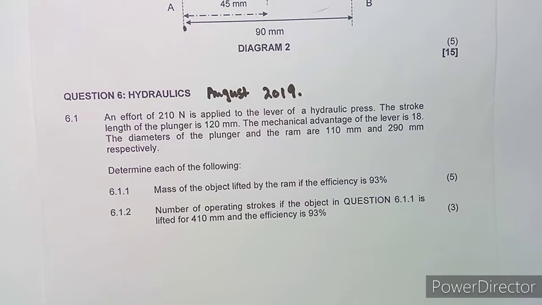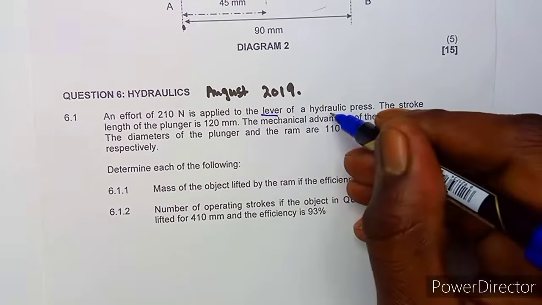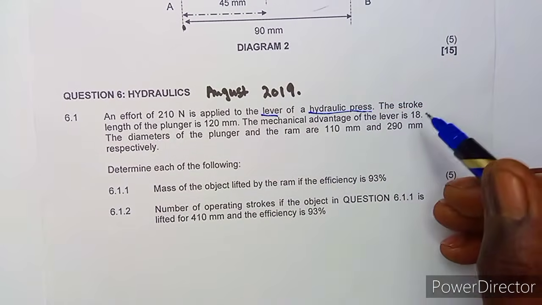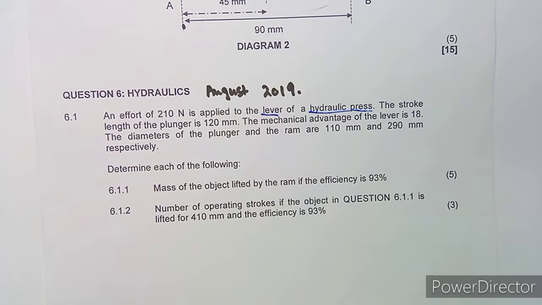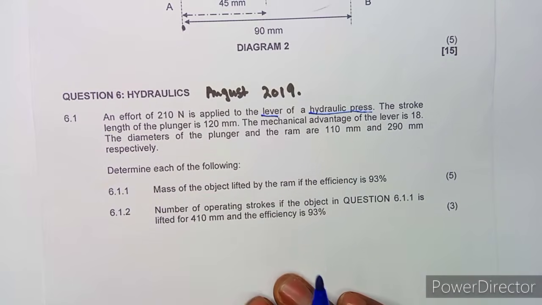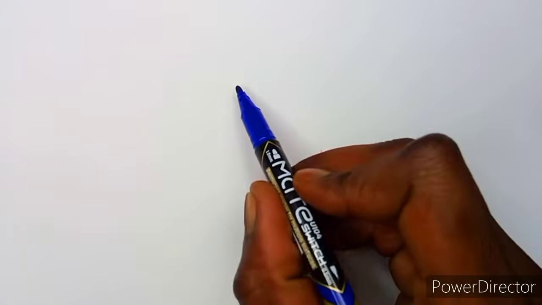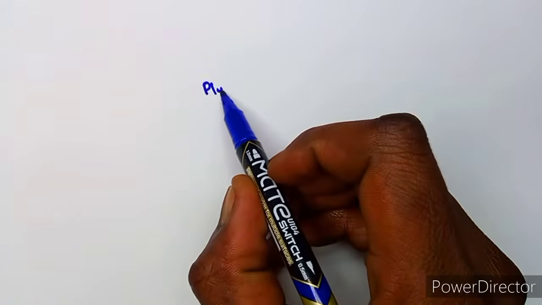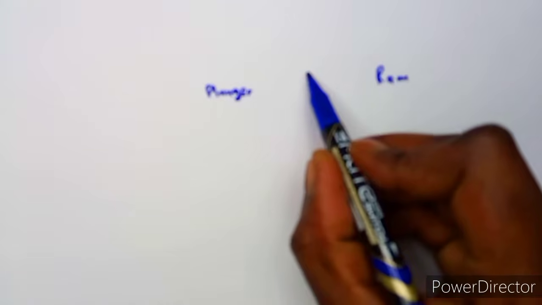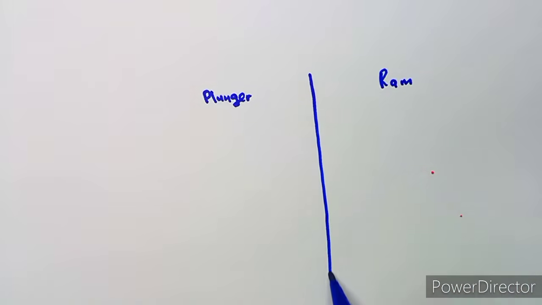Okay, so we are given that there is an effort of 210 Newton which is being applied on the lever of a hydraulic press. The stroke length of the plunger. The moment we are given this, guys, let us take our information so that it can help us. This is an effort which is applied. Definitely we are working with the plunger here, and we are going to have our ram on the other side.